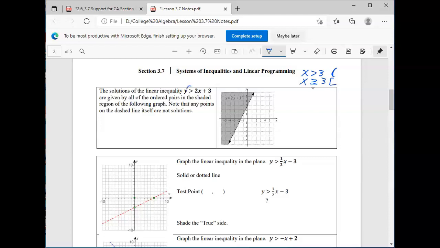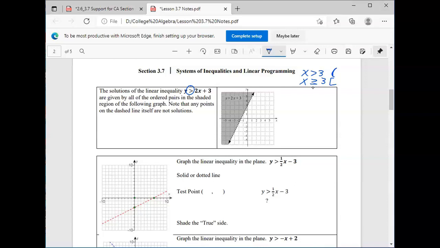This right here is my greater than sign, and it doesn't have an equal to underneath it. So that's why it has a dotted line through here. If it had the equal to sign, it would be filled in. It would be a solid line. We'll go over that some more, but they've got a dashed line here because it doesn't have the equal to part.